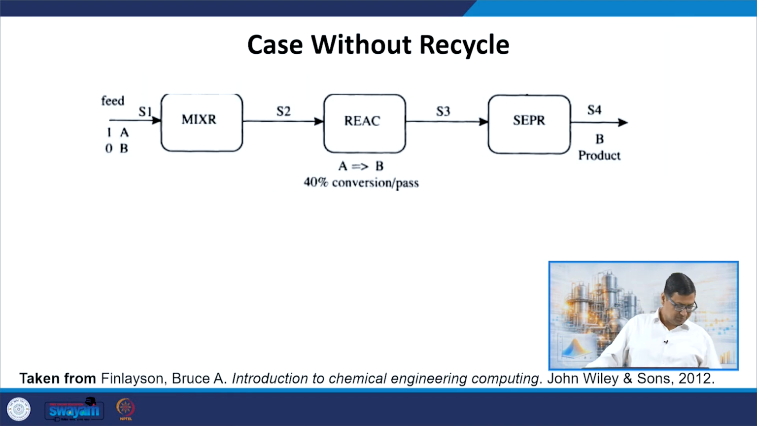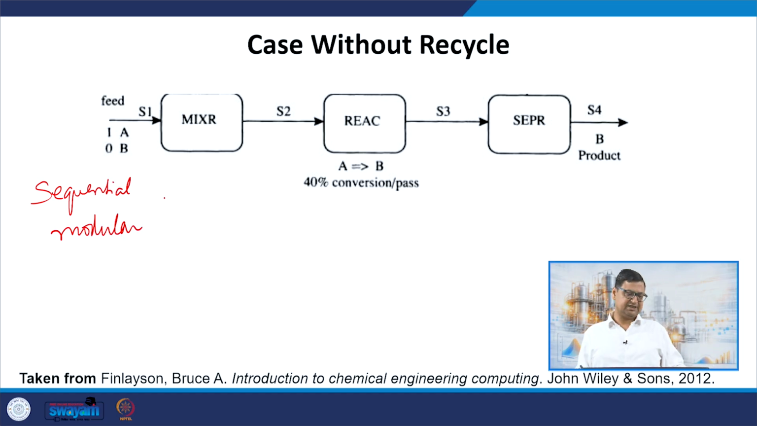Okay. Just to demonstrate that the recycle streams are what gave rise to this problem of iterations, let me now do the same case without recycles and see how things change. If I am doing it using the sequential modular approach, I will first solve for the mixer, and if I have 1A here, I will have 1A there. So now the mixer solution is done. And then I will do it for the reactor. For the reactor, I know that 40% gets converted, so it will become 0.6A.